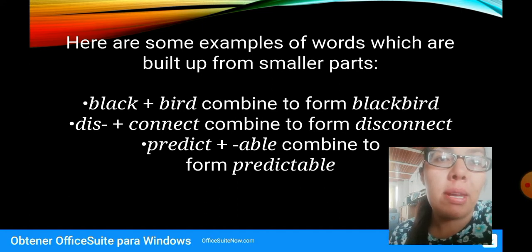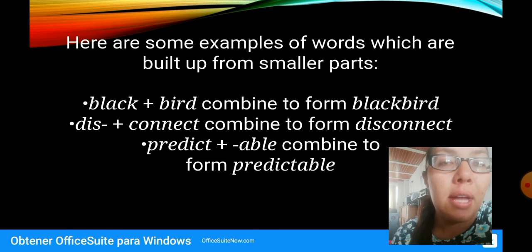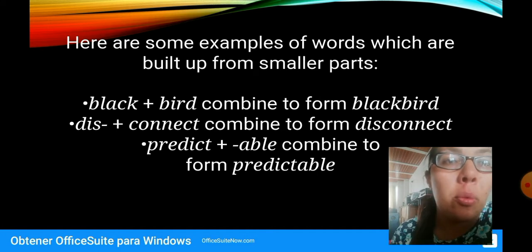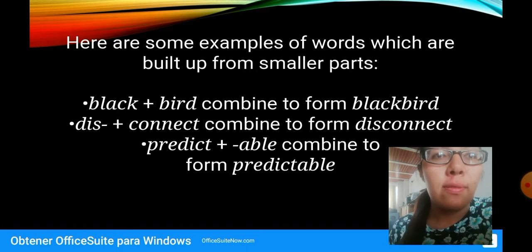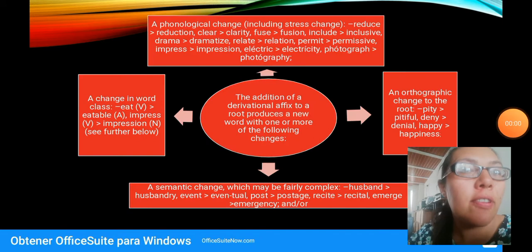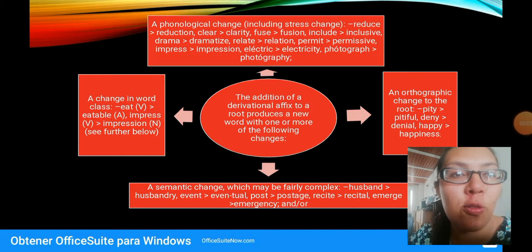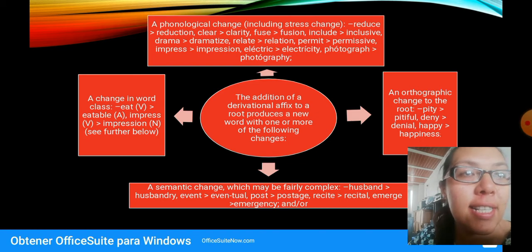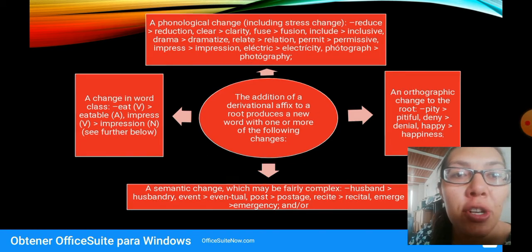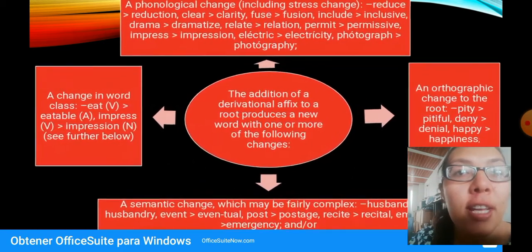In the examples, we can find that each one alone has a meaning, so different when you combine them. For example, with disconnect, when you combine the two words, you make the antonym of the first word. The different changes that we can find when we do this are phonological change, orthographic change, semantic change, or change in word class.